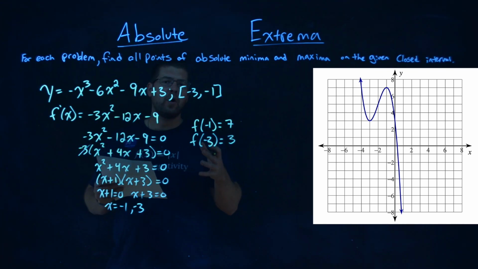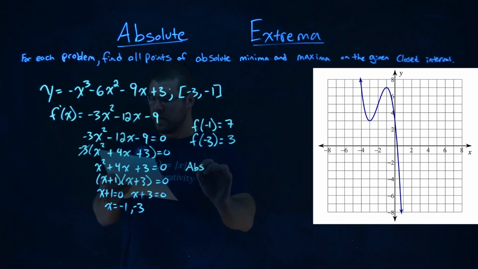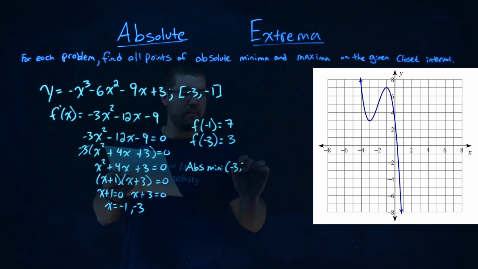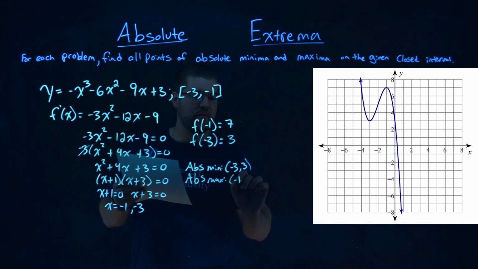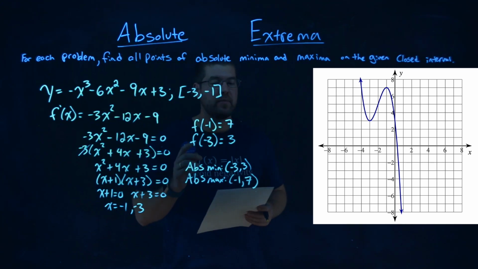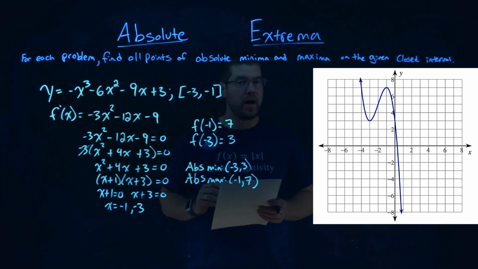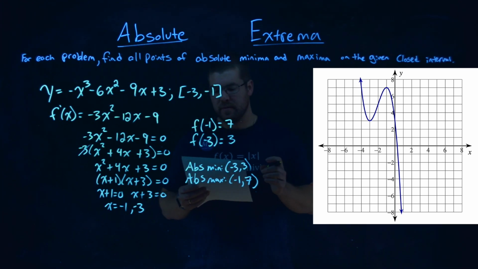And so these are our absolute minimum and maximum. Our absolute minimum is the coordinate point negative 3 comma 3. It's the less of the two here, right, the lesser y value, and the absolute maximum here is the coordinate point negative 1 comma 7. So again, our final answer here is absolute minimum at negative 3 comma positive 3, and absolute maximum at negative 1 comma 7.